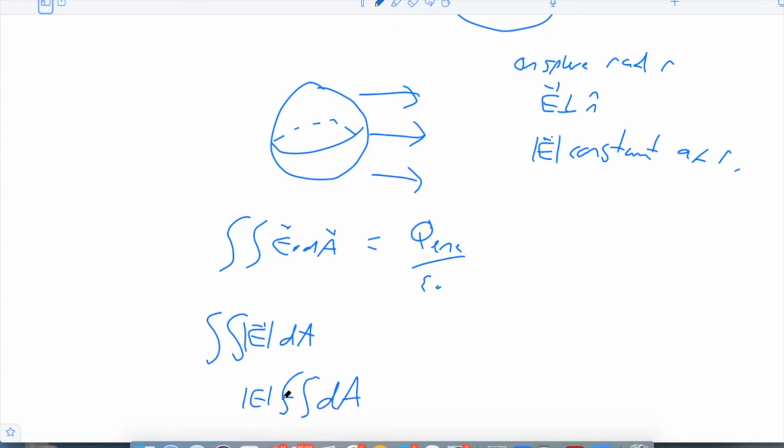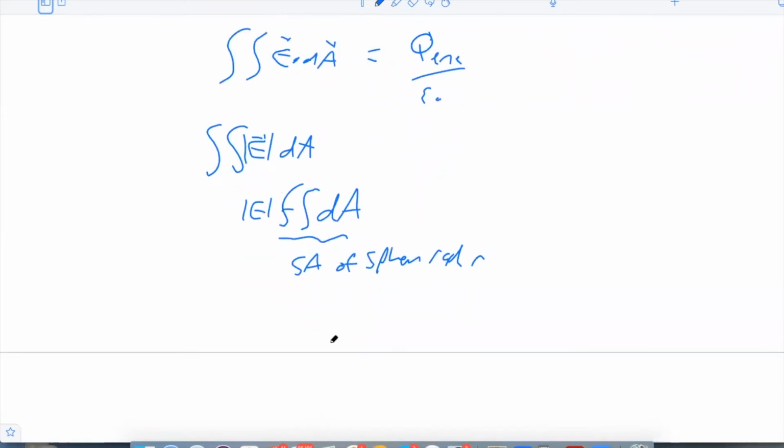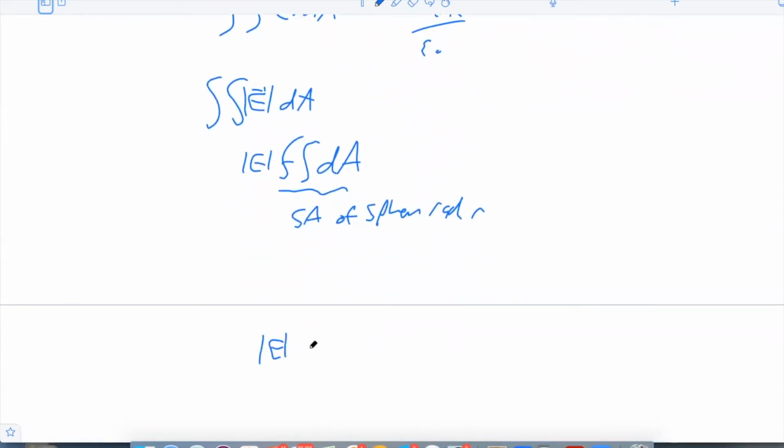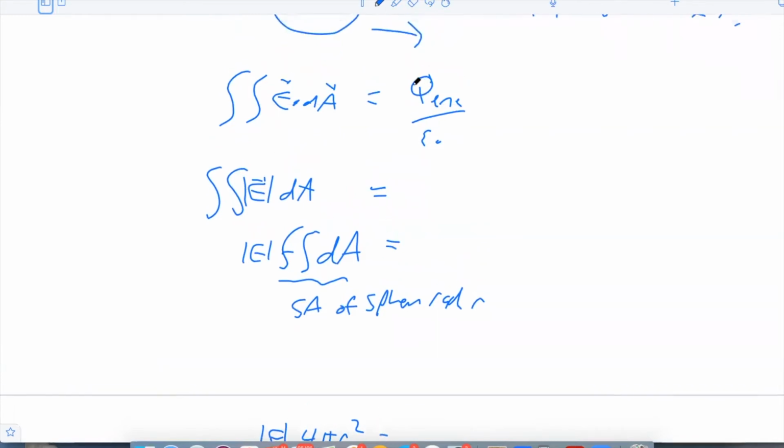Wait a minute, this over here, the double integral of dA, literally means surface area. So this here is the surface area of a sphere of radius little r. We know that, or you should. That's 4 pi r squared, my radius squared. Okay, that was the left side of Gauss's law. Now we need to deal with the right side.